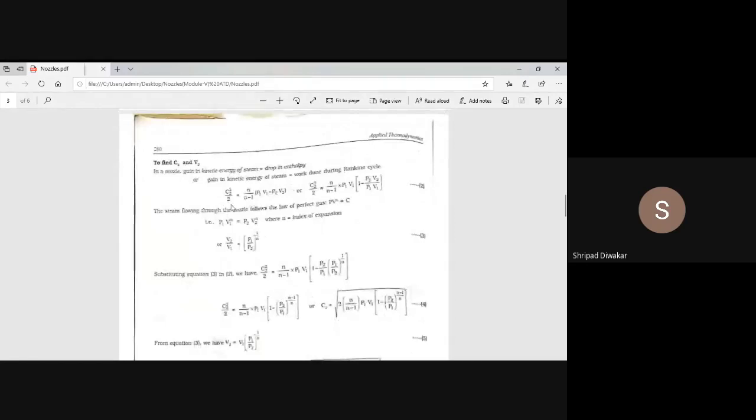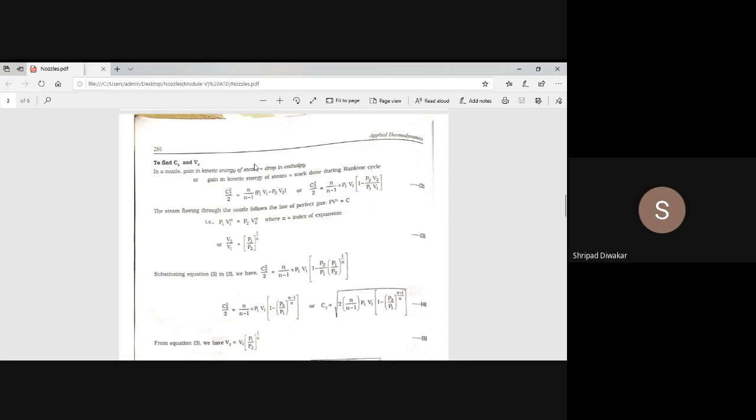One more thing you have to remember. In the case of a nozzle, the increase in velocity is nothing but the gain in kinetic energy of the steam, and it is always equal to the drop in enthalpy. So enthalpy decreases and velocity increases. We balance that equation: the increase in the kinetic energy of the steam equals the decrease in the enthalpy.